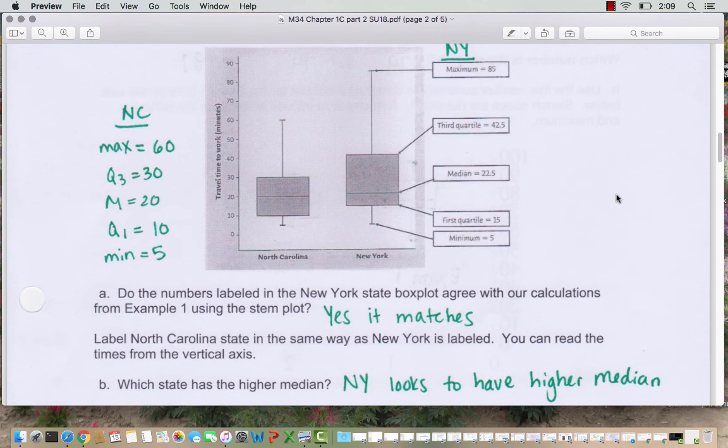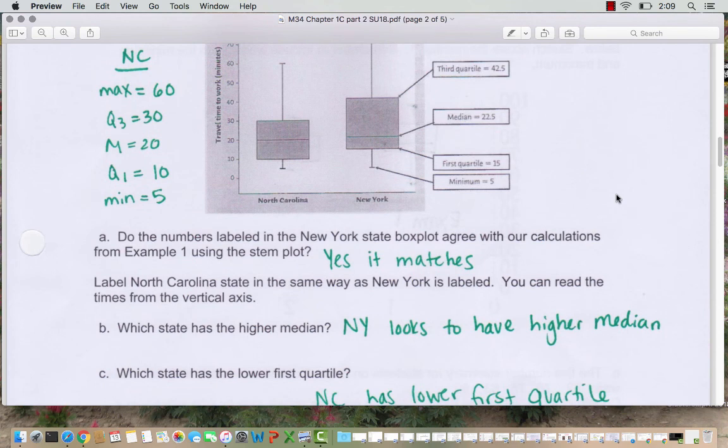So if we want to analyze which state has a higher median, we can just do a quick eyeball check and see that New York looks like it has a higher median. And similarly, if we want to know which state has a lower first quartile, we see North Carolina down here has a lower first quartile, right? The first quartile is the start of the box.